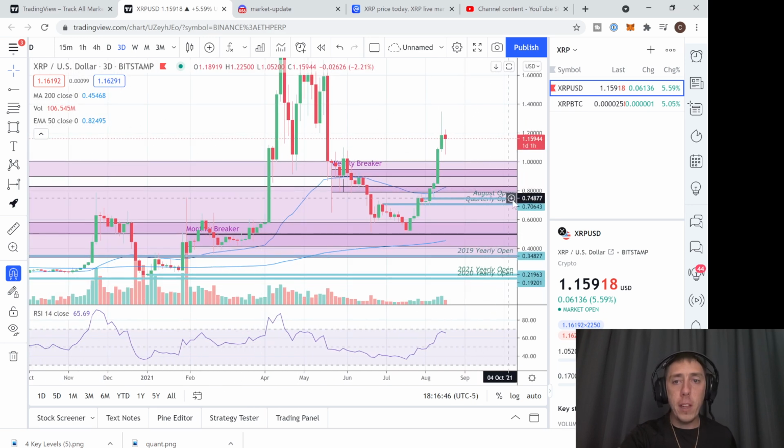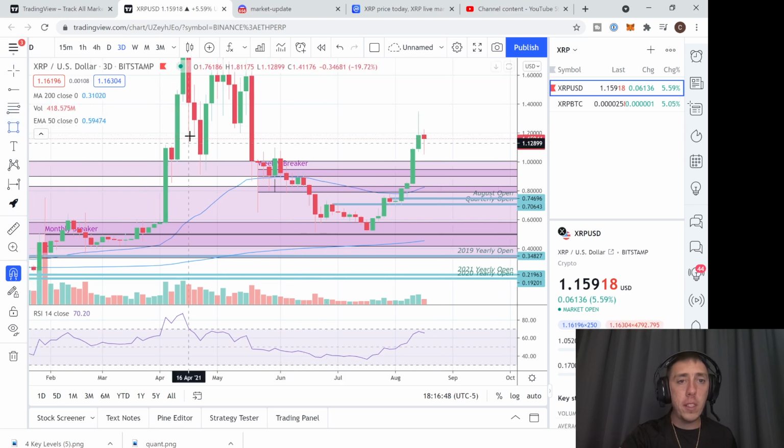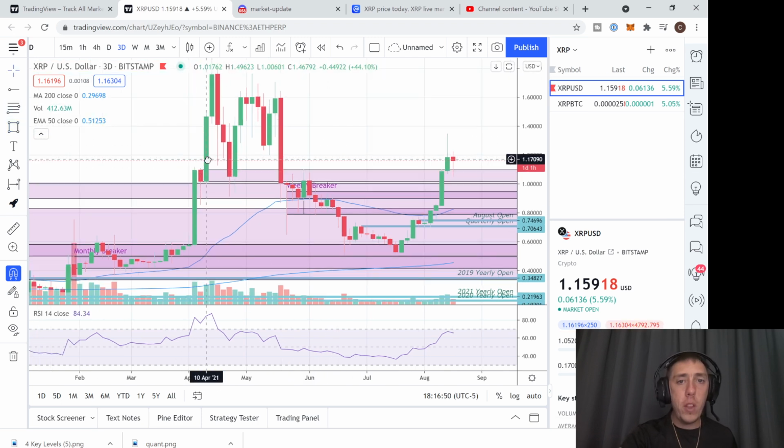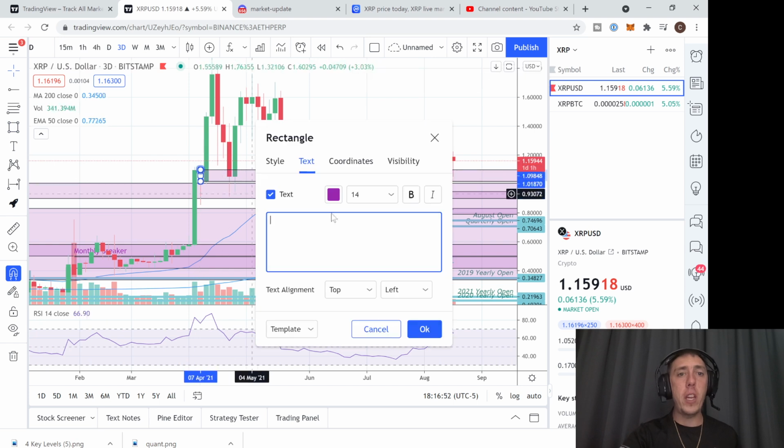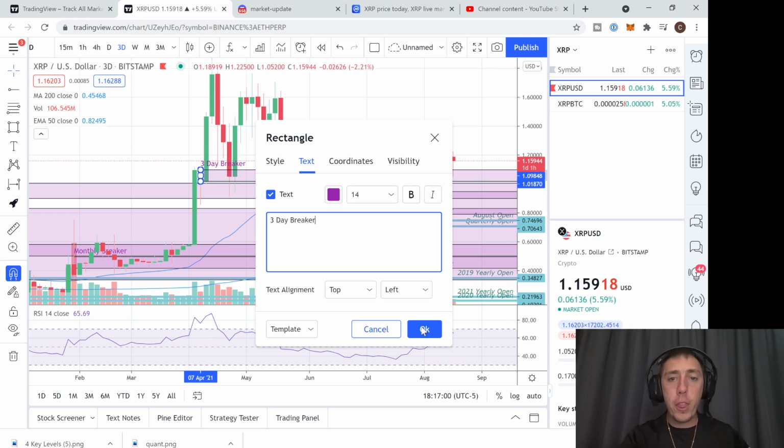This is a very significant level. I like this a lot, actually. Okay, and you can see why this is a 3-day level. I know it gets really complicated when you're building these things, but they do make sense when you zoom into the lower time frame. All right, 3-day breaker.